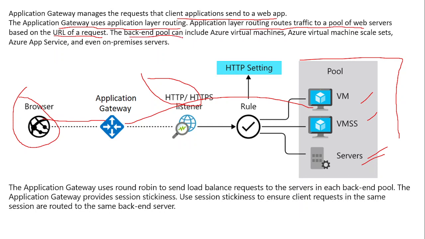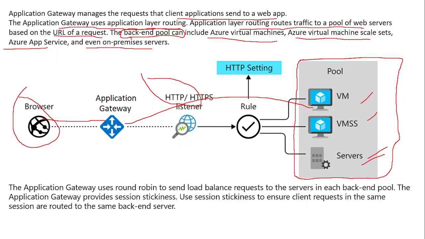The backend pool is nothing but the destinations it is trying to hit. The destinations might contain Azure Virtual Machines, Azure Virtual Machine Scale Sets, Azure App Service, or even on-premises servers. Any of these can be onboarded into the backend pool, and we can map the backend pool to our application gateway. So the traffic coming to the application gateway will route based on what the user is requesting from the browser. This is the main point that you should consider.